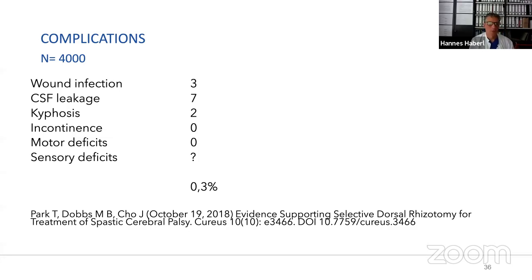The complication rate is very low, astonishingly low. This is a paper of Park, who did probably most of these surgeries. He's around 5,000 now. When he published this paper, he had 3 wound infections, 7 CSF leakages. It's a very small number of general surgical complications, no specific neurological complications, and also not in our group with currently 480 SDRs.